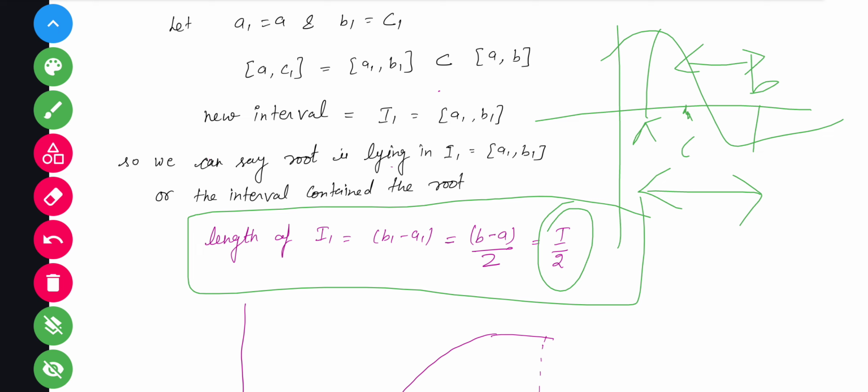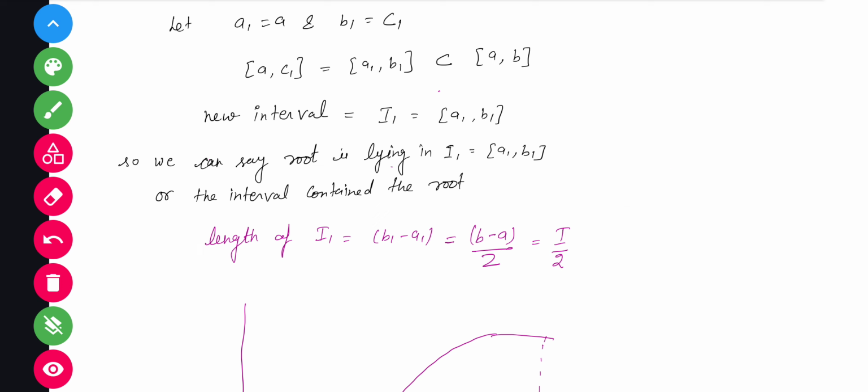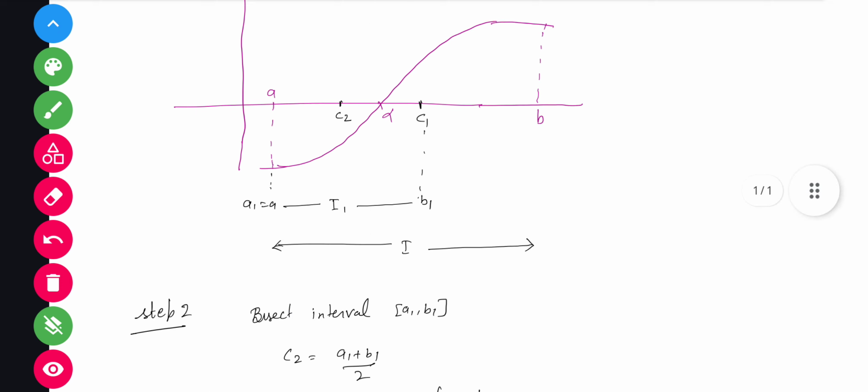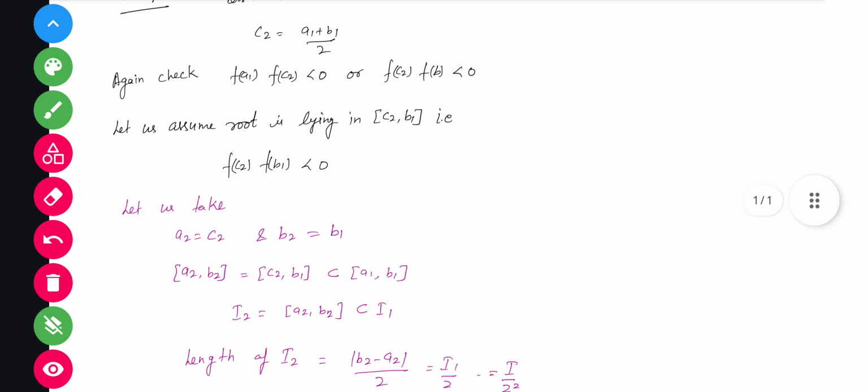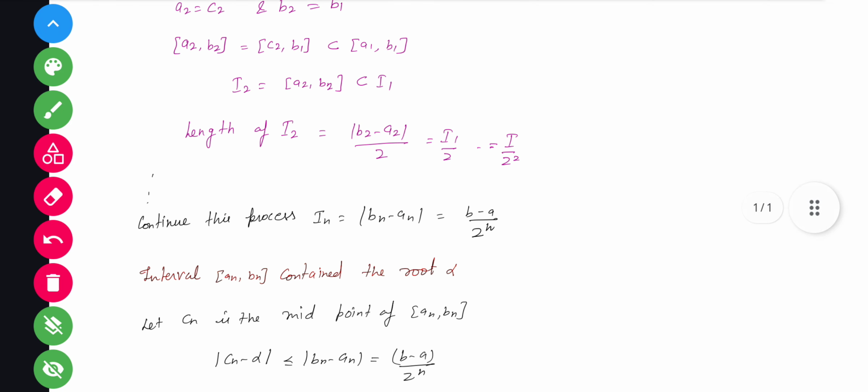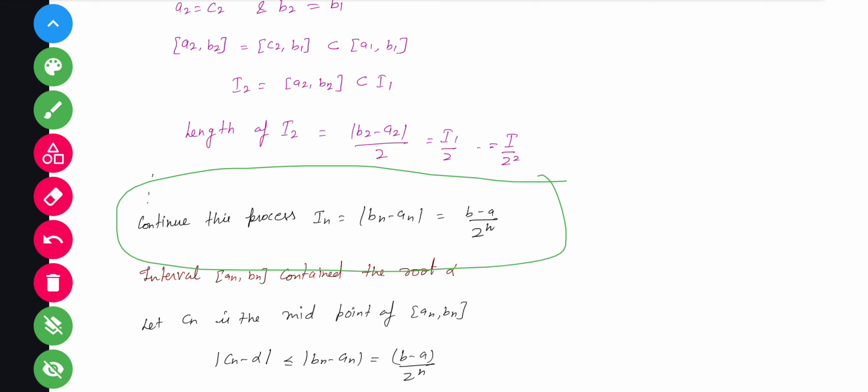If we repeat the same thing n number of times, then we can represent the interval length with this formula: B minus A divided by 2 to the power n, right? First of all it will be half, and then again half, and then again half, something like that. So we can represent it this way. Let me just give you a pictorial representation.